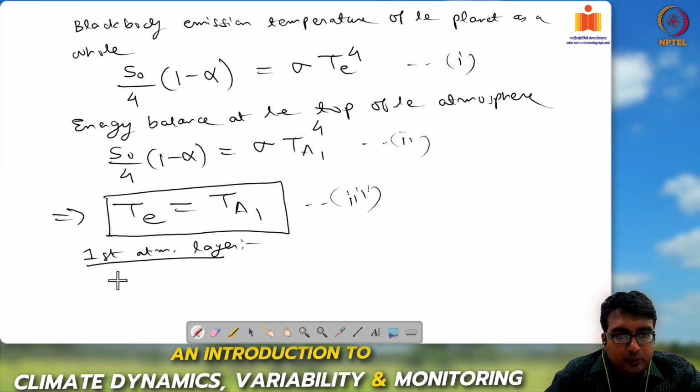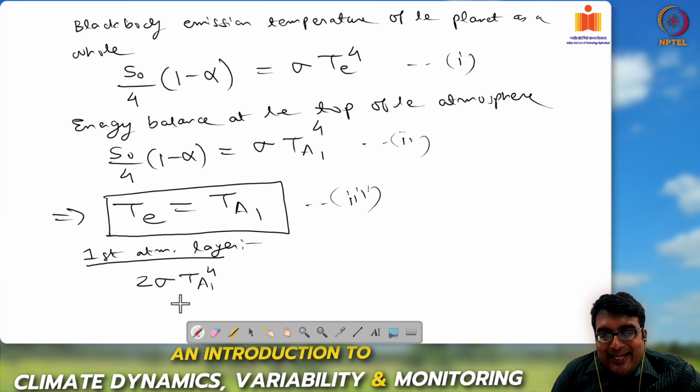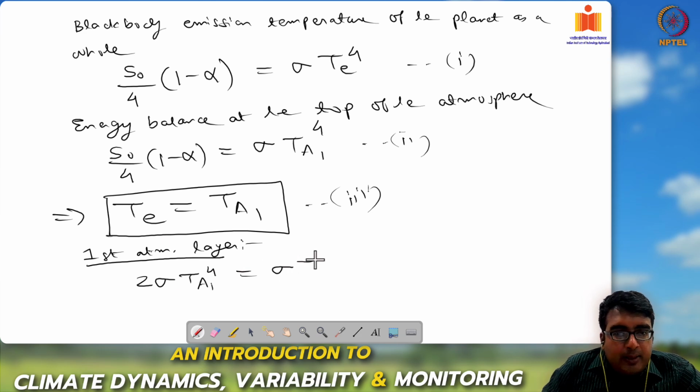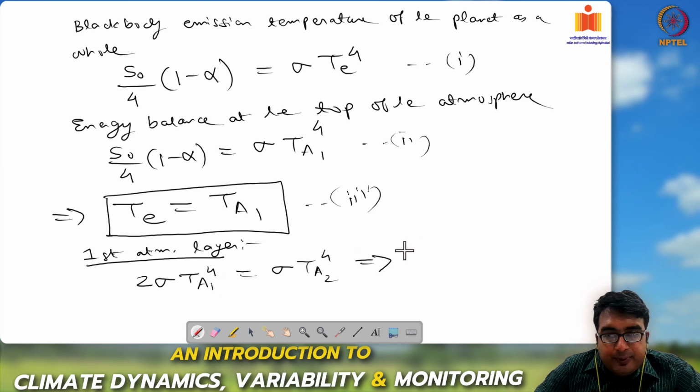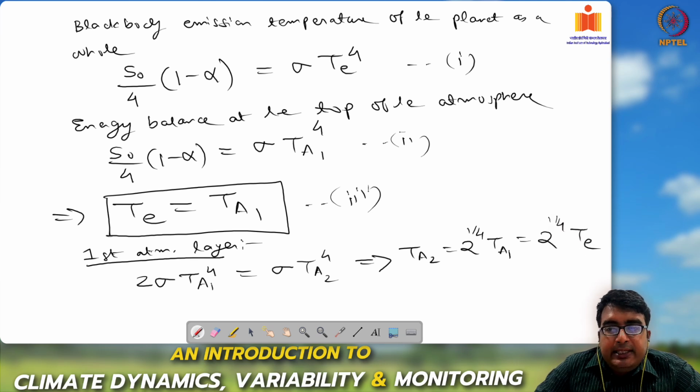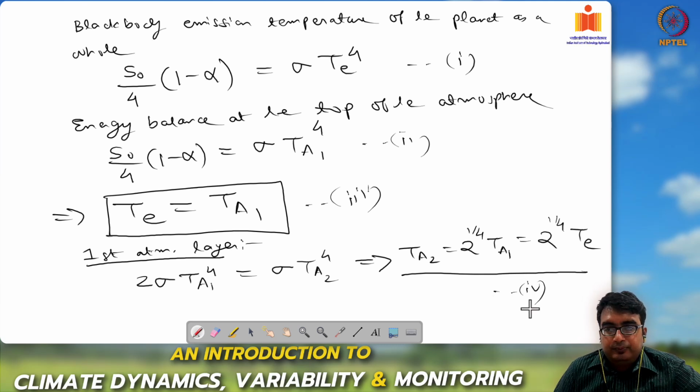So, 2 sigma Ta1 to the power 4 net emission equals sigma Ta2 to the power 4. This is the net incoming emission into this layer, and this is the net outgoing emission from this layer, which implies Ta2 is 2 to the power 1/4 Ta1, equals 2 to the power 1/4 Te. Clear? So this is expression 4. Okay. Now we will go to the next atmospheric layer.